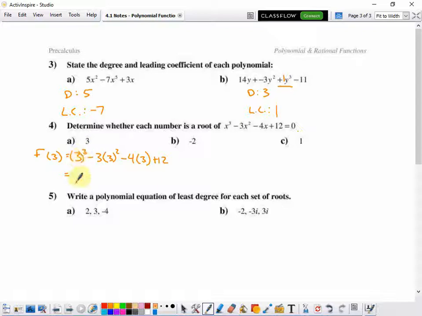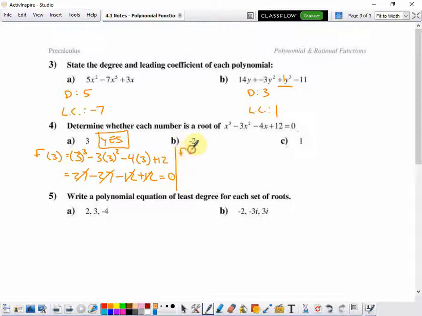So 3 cubed is 27, minus 3 squared is 9, times 3 is 27. 4 times 3 is 12, so minus 12 plus 12. Now notice that 27 minus 27, those cancel each other out. Negative 12 plus 12, those cancel each other out, and we get 0. So when x is 3, y is 0, so that is an actual x-intercept. So the answer would be yes, 3 is a root of the equation.